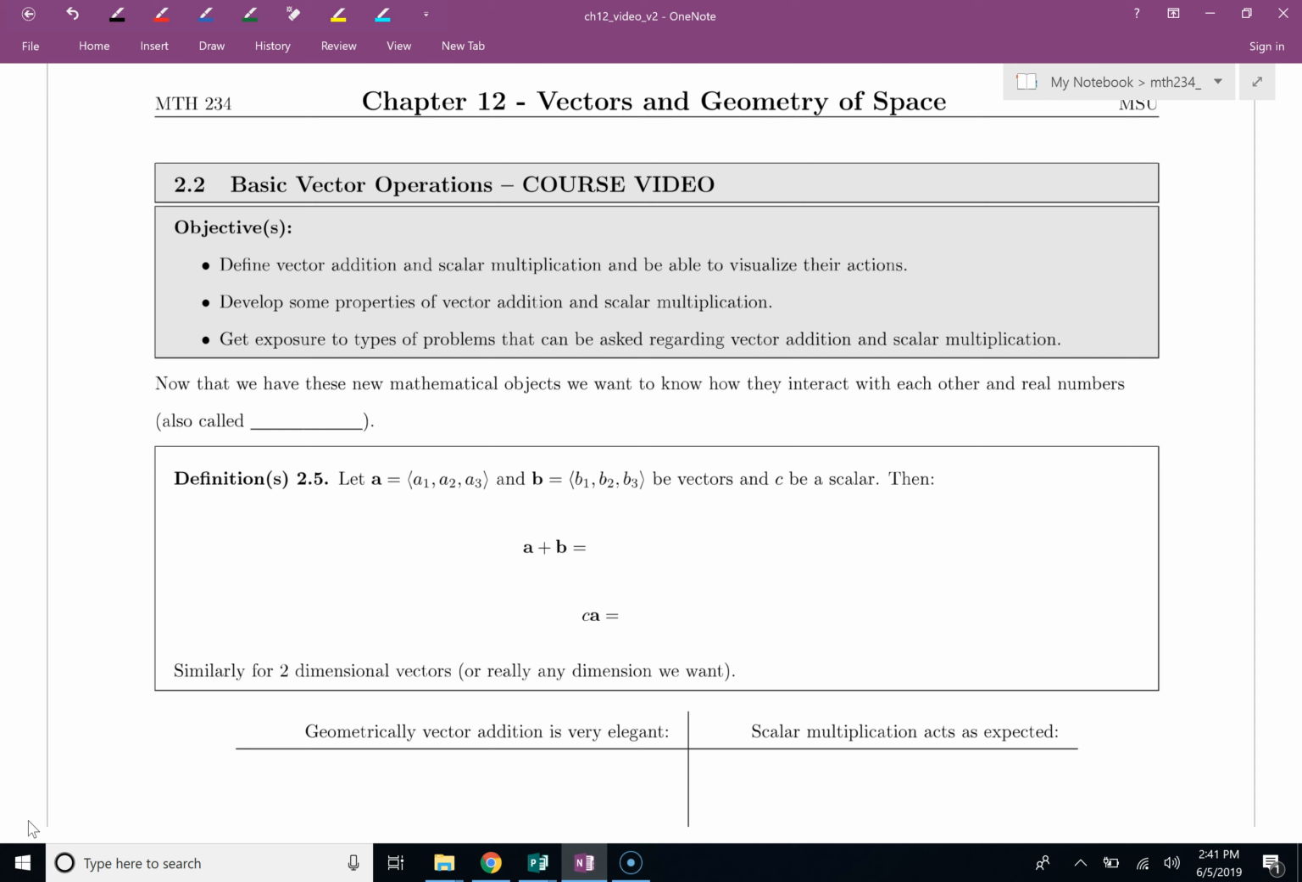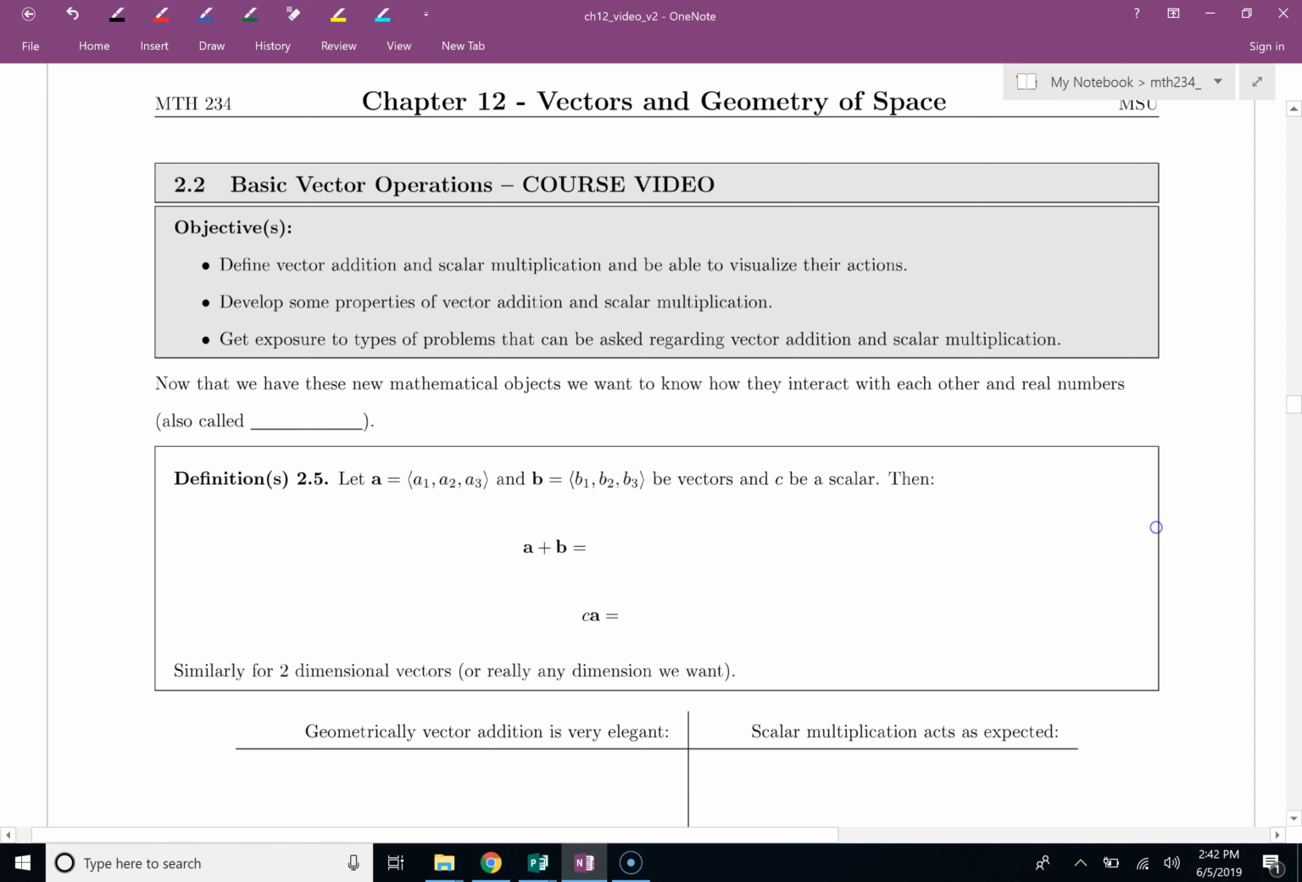So, right, what are some more things that we can do with these new toys that are vectors? We're also going to talk a little bit about some properties of vector addition and scalar multiplication. And then finally, we're going to talk about a few types of problems that can be asked regarding vector addition and scalar multiplication. So, all right, that's enough of that.